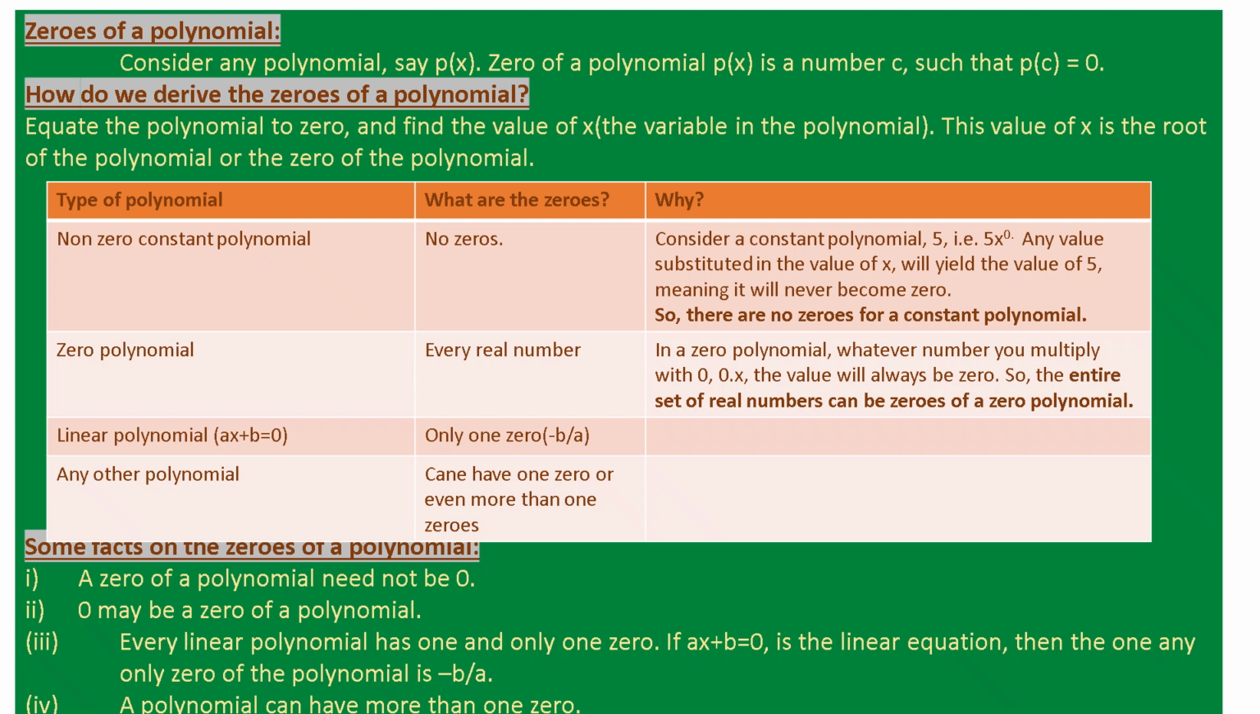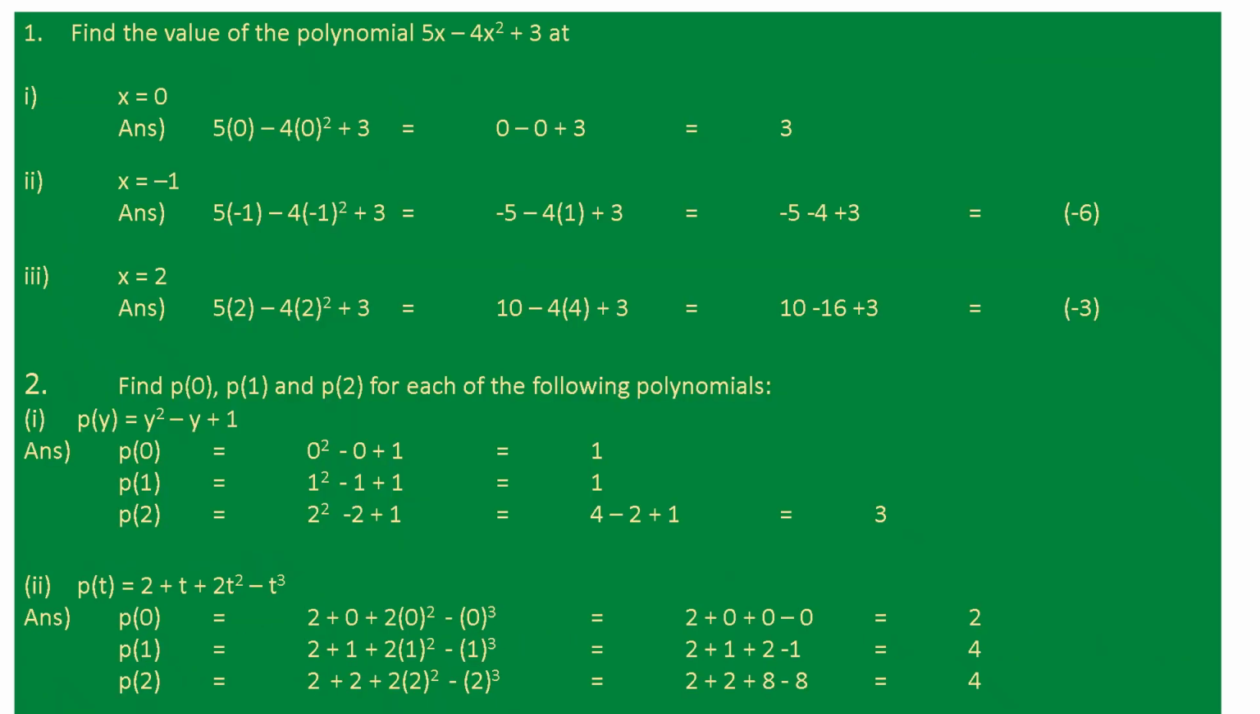Let's look into some facts on the zeros of a polynomial. A zero of a polynomial need not be 0. It could be any number. And 0 could by itself be a zero of a polynomial. We can look into different scenarios where each one becomes true. Every linear polynomial has one and only one zero. We have already discussed ax plus b is equal to 0 is a linear equation. Then the one and only zero of the polynomial is minus b by a. A polynomial can have more than one zero. This also we have already discussed. We are looking into the problems given under exercise 2.2. Find the value of the polynomial 5x minus 4x squared plus 3 at the different values they have given.